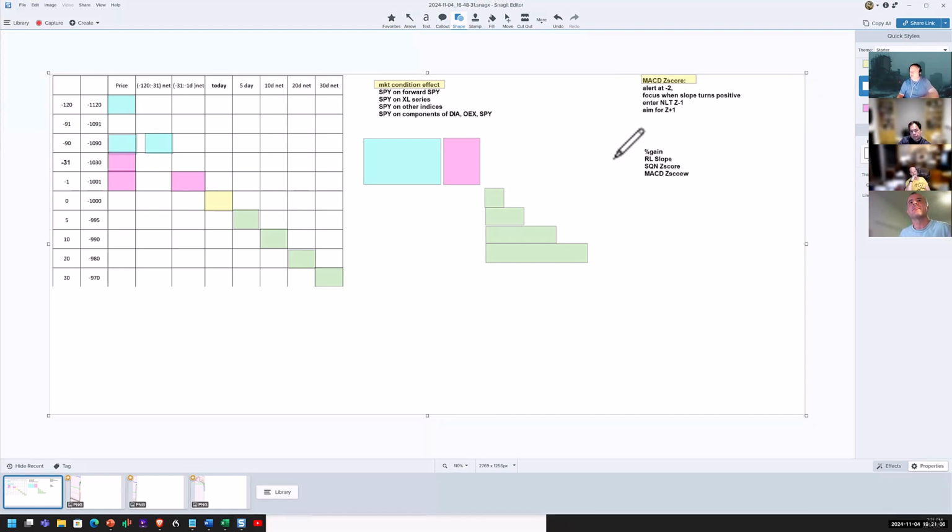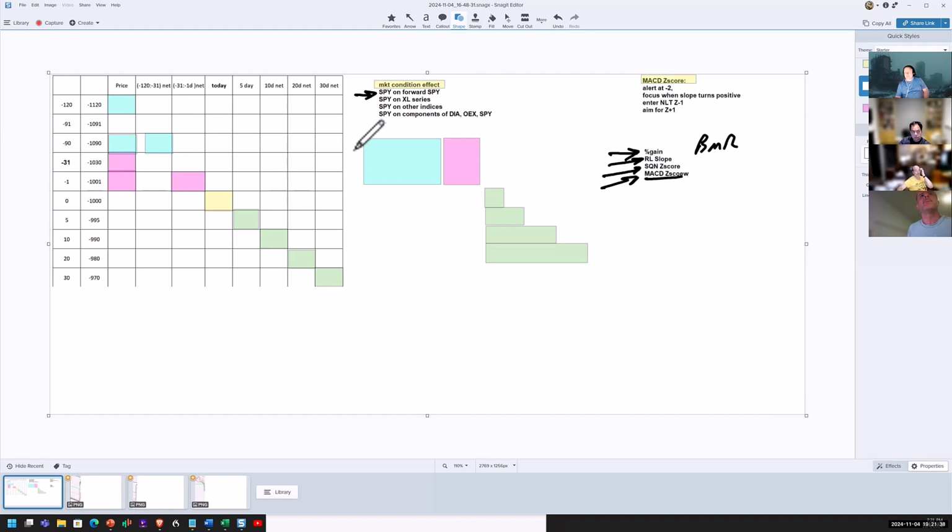four different things. We're going to look at pure percent gain like we do in blended monthly rebalancing, the slope of various regression lines, the system quality number Z-score of a particular lookback period, and then the one I especially like, the MACD Z-score. So first, we're going to check the SPY on a given day against the forward SPY.